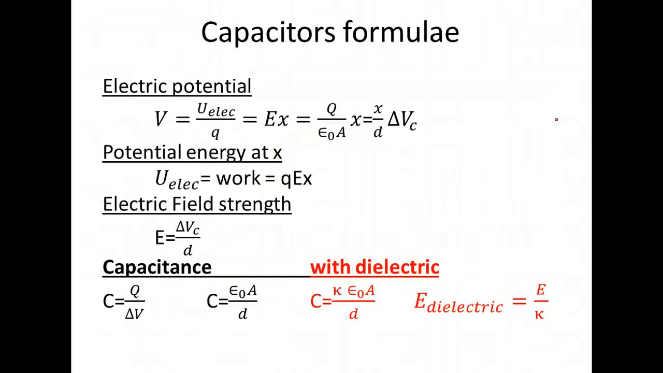So you can see, with a dielectric, the capacitance is simply multiplied by the dielectric constant. The net electric field with a dielectric is the normal electric field divided by the dielectric constant. So capacitance goes up and electric field goes down.